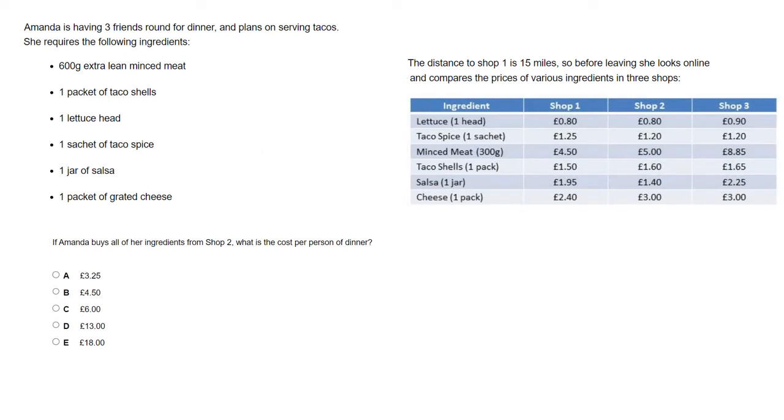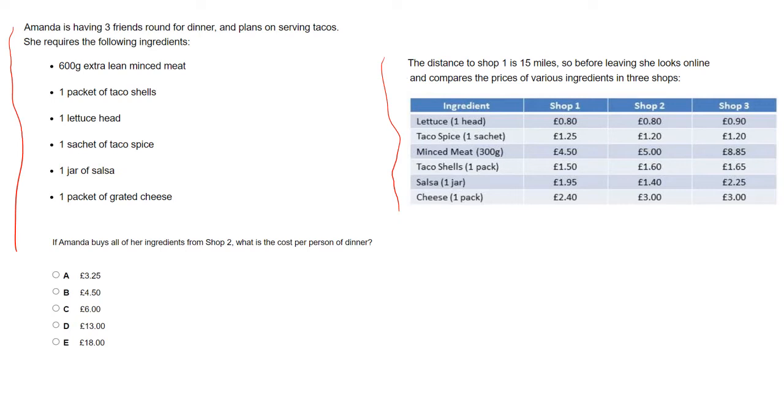So now we move on to a new data set. So again, just very quickly, it's useful to scan through that and check what information we've got so that we know where to look for the relevant stuff when we come to the questions. So reading on the left-hand side down here, we've got the background that she's having 3 friends round for dinner. We've got a list of all the stuff she needs. And then over here on the right-hand side, we've got some information about these 3 shops she might possibly buy it from. 2 things really.